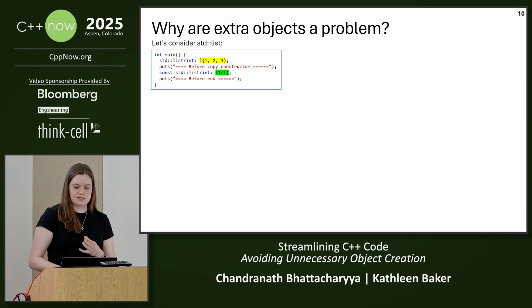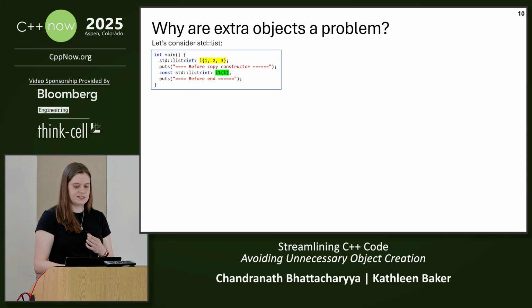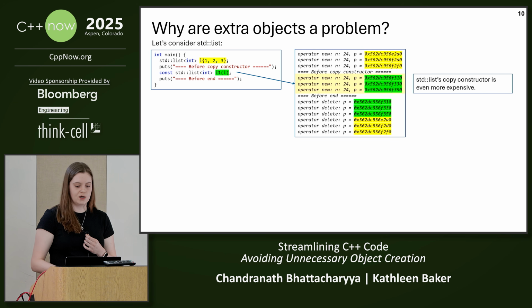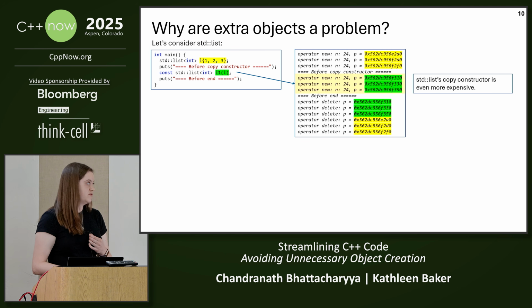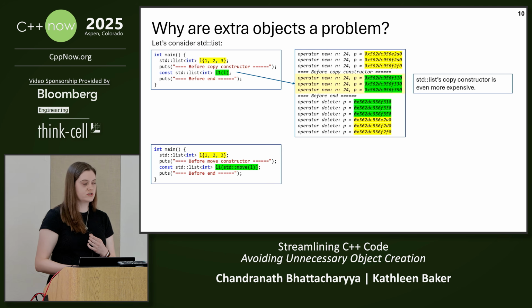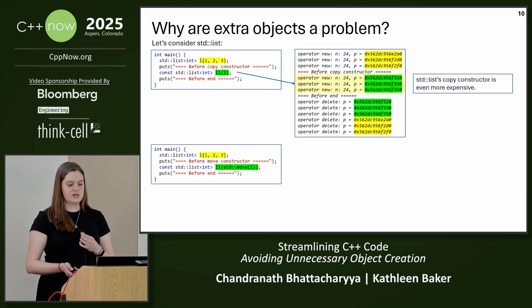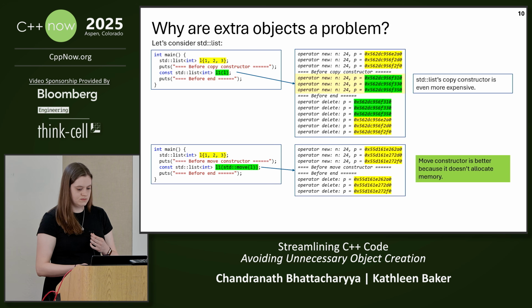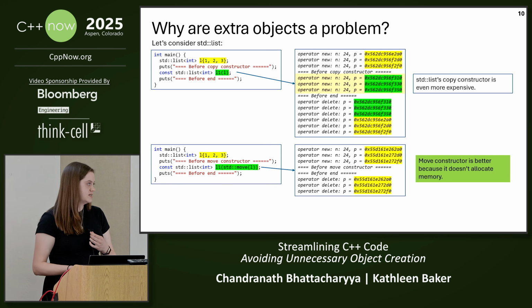Now let's look at list. This example is similar. List l is created and l1 is created as a copy of l. Operator new is logged 3 times, once for each element being added to the list. List copy constructor is even more expensive than vector. If we instead use move to create the list, we can see new is only called 3 times to create the original list and is not called to copy the list. Using move is better because it didn't allocate memory.